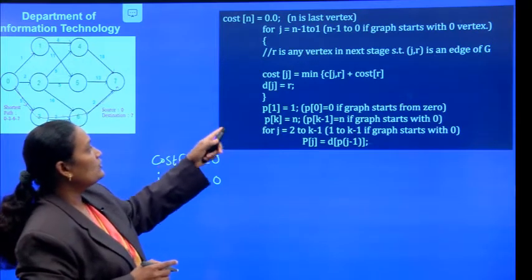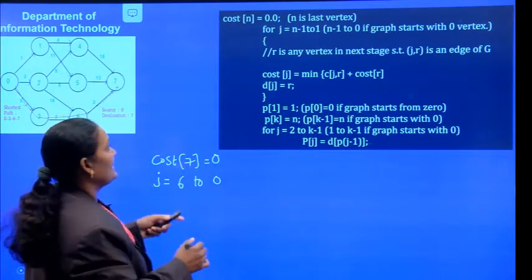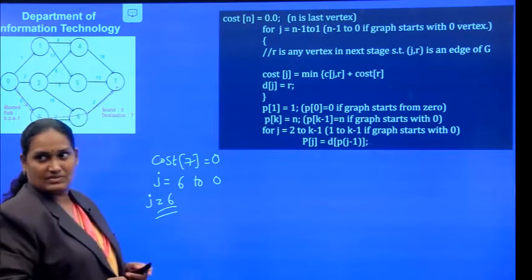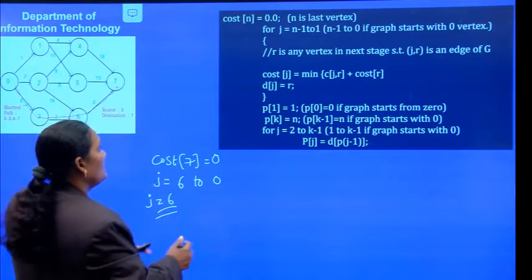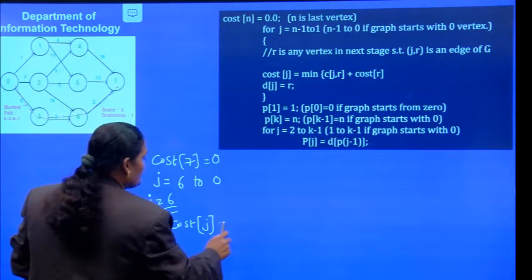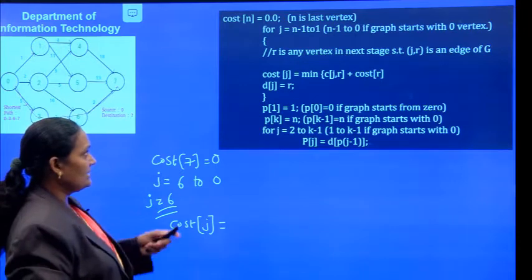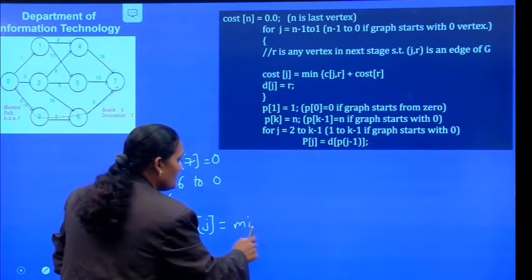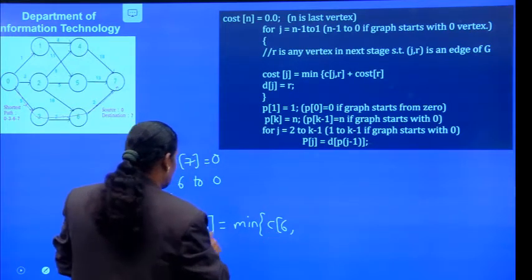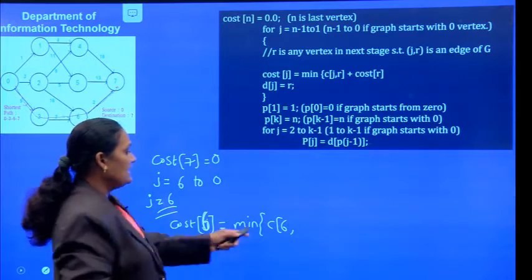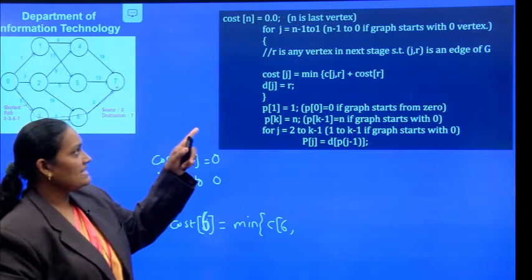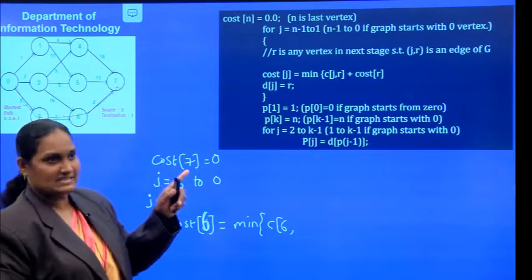What do we need to do? We need to find the cost values. First we are taking the j value as 6. Now, what is cost of j? Cost of j is equal to the minimum of c of j comma r plus cost of r. What is j? j is 6. Since the j value is 6, I take c of 6 comma r. What is r? r is any vertex in the next stage.